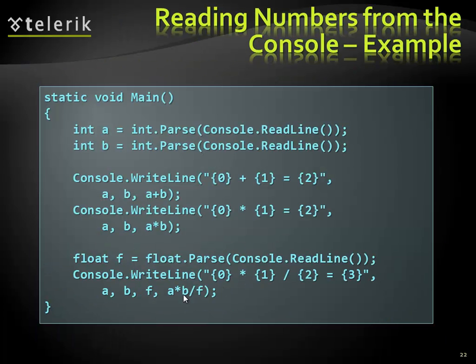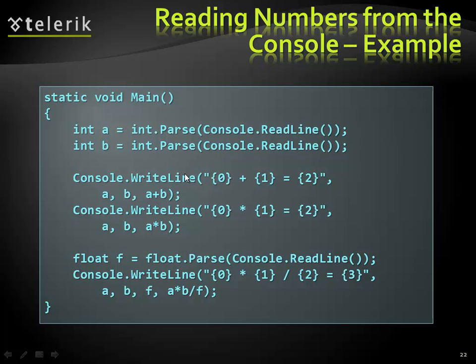So, an example, and we'll see it, I guess, live. We have a complex line here that reads from the console, takes the result, and throws it into an int.parse function call, takes the result and throws it into an integer variable. Same for the second one.